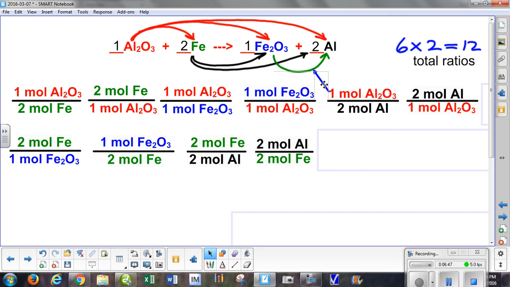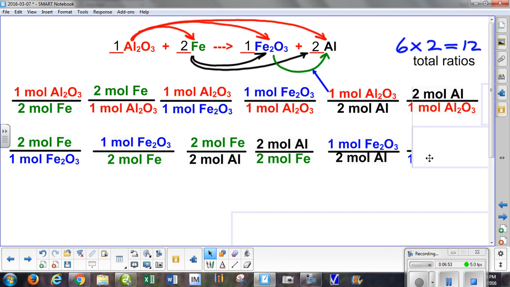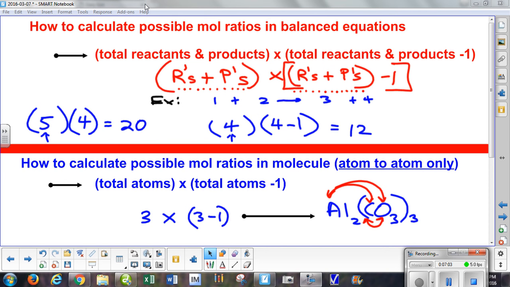And then our last arrow, the green arrow, which hooked the iron 3 oxide to the aluminum, and then the reverse as well. And there's our 12 total ratios. And that's how we do it. Another screen that I used today was how to calculate the possible mole ratios in any balanced equations.